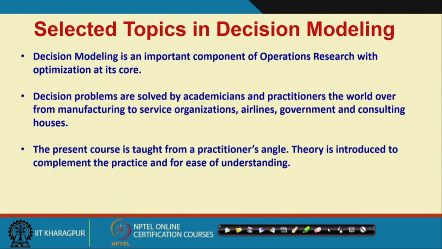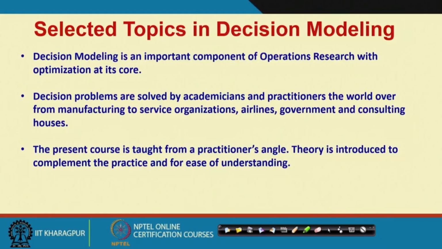So, in this particular introduction, let us say this much, that decision modeling is a very important component of operations research with optimization at its core. What exactly does it mean? It means that if we solve optimization problems, which are everywhere, from academics to practitioners in industry and service, in airlines, consulting houses, operations research has become extremely important, particularly after globalization.